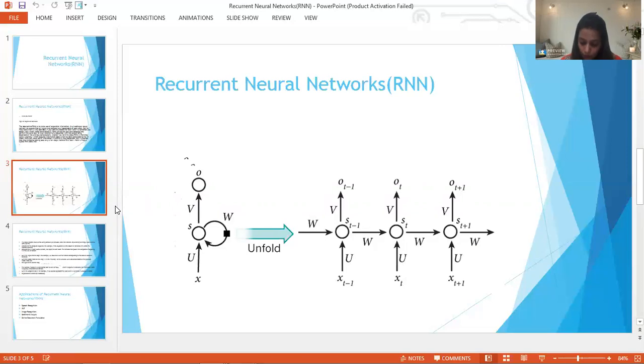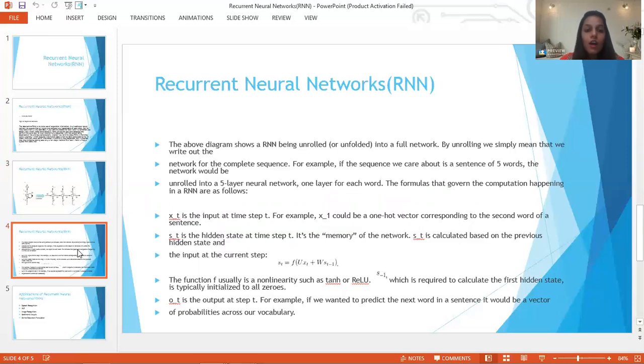So here we can see the recurrent nodes, and here you can see the input at the current step. So if we calculate, it is the memory of the network.